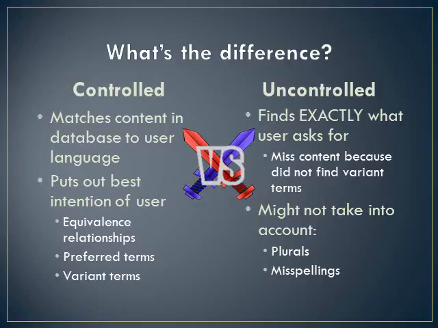Uncontrolled vocabularies, on the other hand, pull out exactly what the user searches for, and nothing more. This does not necessarily sound like a problem until you consider that if a search is conducted for the term cars within a database that lacks a controlled vocabulary, results that include the related term automobile may be excluded and the searcher will be missing relevant information. Uncontrolled vocabularies also may not take into account different variations of words, including plurals and common misspellings, whereas a controlled vocabulary is created to look for these types of things.